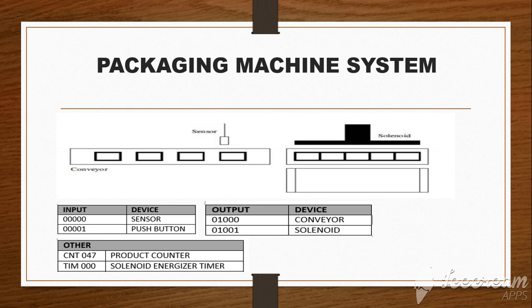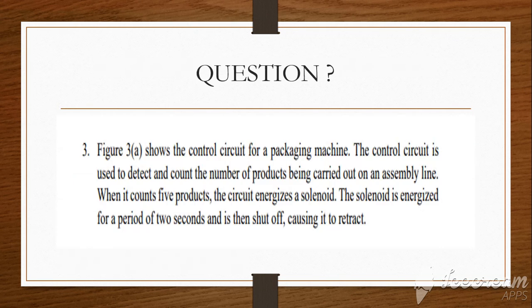So in this packaging system, there will be a sensor, a solenoid, a conveyor belt, and a push button. The push button is for starting the whole system, and the sensor is used to detect the product, and the conveyor belt is used to move the product, and the solenoid is used to push the product into the package for packaging purposes.